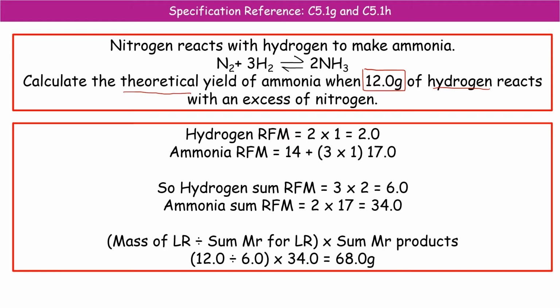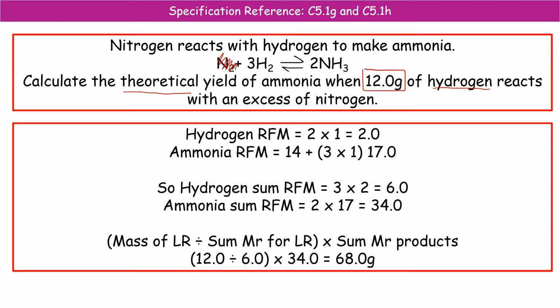First thing we're going to do then is, because nitrogen is in excess, we don't care about nitrogen at all. Ignore its existence. It's irrelevant because it's in excess. That leaves us with hydrogen and ammonia. First thing, we need to calculate the relative formula masses. Periodic table at the ready, find hydrogen at the top left. Hydrogen has an atomic mass of 1. There are 2 of them, so 2 times 1 is 2.